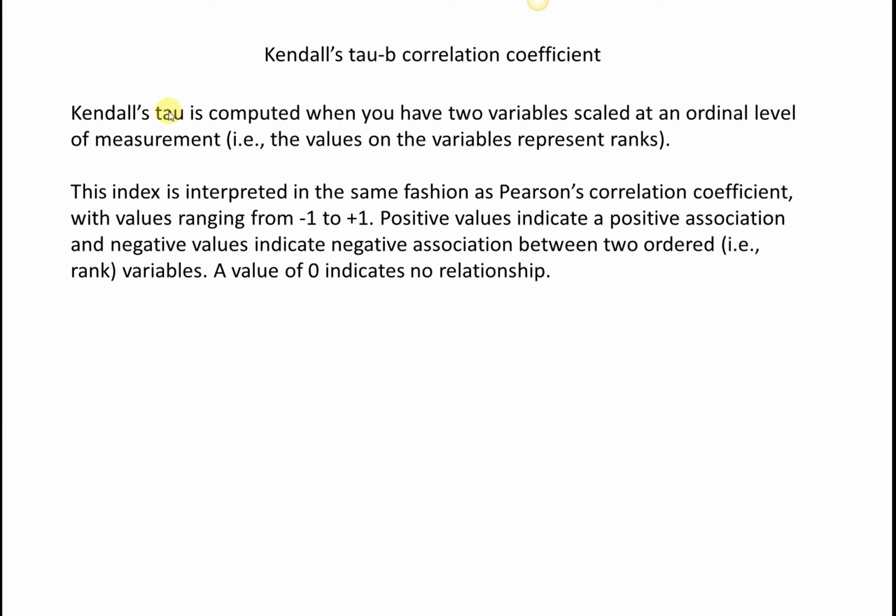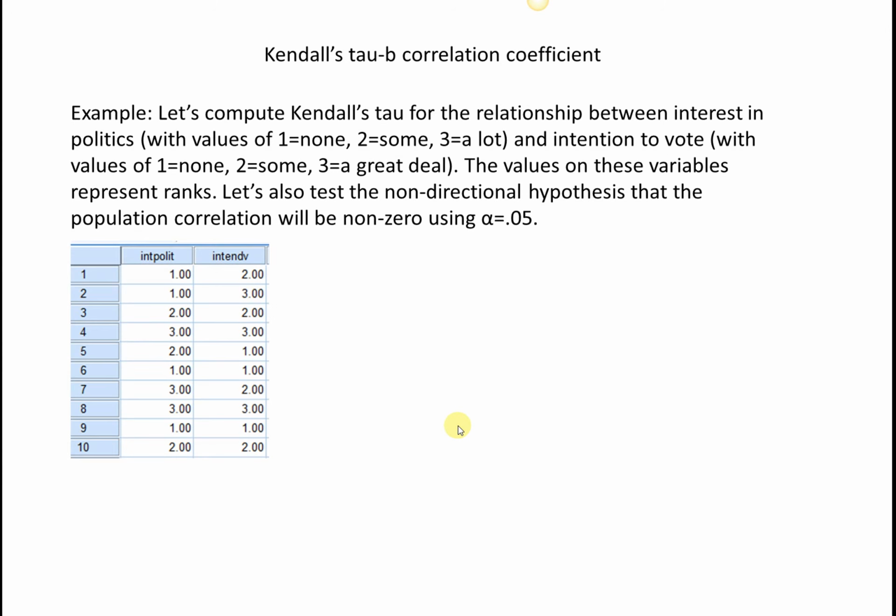Now, Kendall's tau is a different type of correlation coefficient that can be computed. It's computed when you have two variables that are scaled at an ordinal level of measurement. That is, the values on the variables represent ranks. This index is interpreted largely in the same fashion as Pearson's correlation coefficient, with values ranging from -1 to +1. Positive values indicate a positive association between the variables, and negative values indicate a negative association. A value of 0 indicates no relationship.